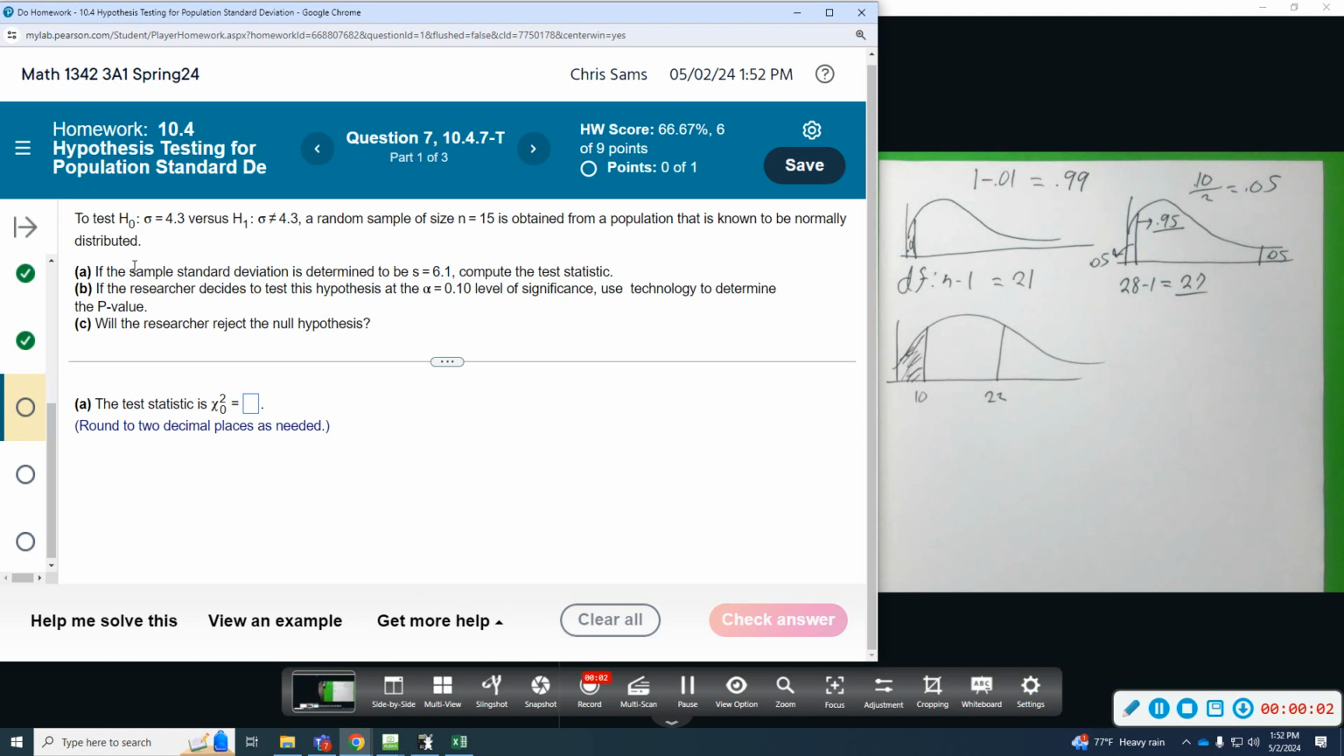Number 7, we are testing the null sigma equals 4.3 versus not equal to, so it's a two-tailed test. Sample size 15, known to be normally distributed.